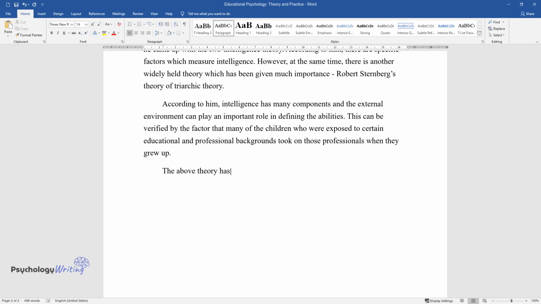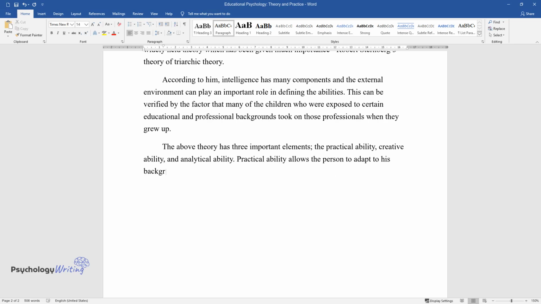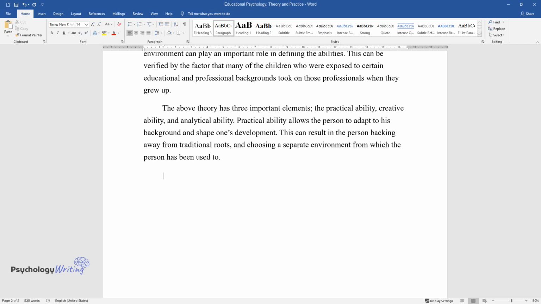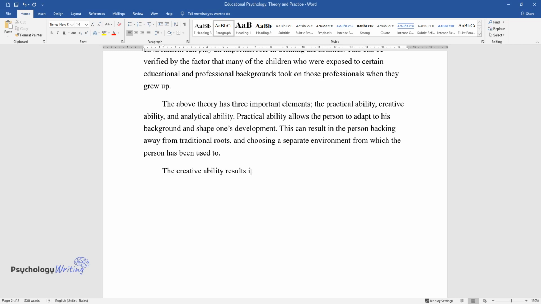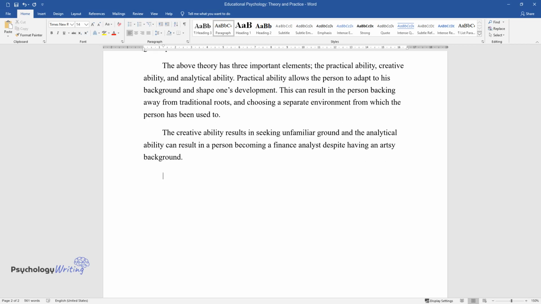The above theory has three important elements: the practical ability, creative ability, and analytical ability. Practical ability allows the person to adapt to his background and shape one's development. This can result in the person backing away from traditional roots and choosing a separate environment from which the person has been used to. The creative ability results in seeking unfamiliar ground, and the analytical ability can result in a person becoming a finance analyst despite having an artsy background.